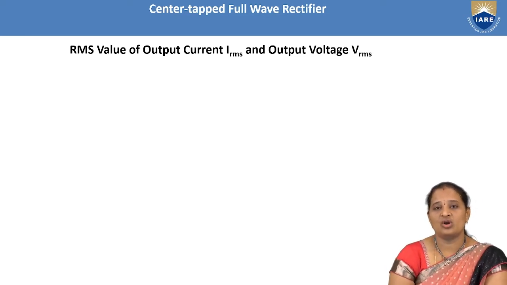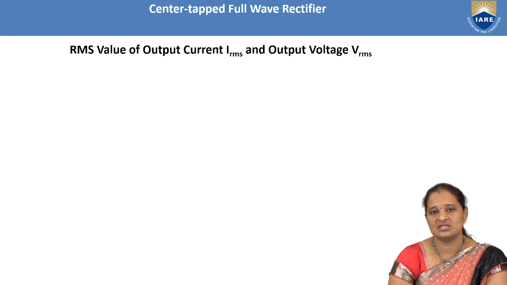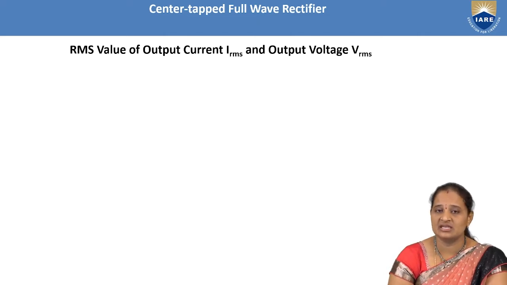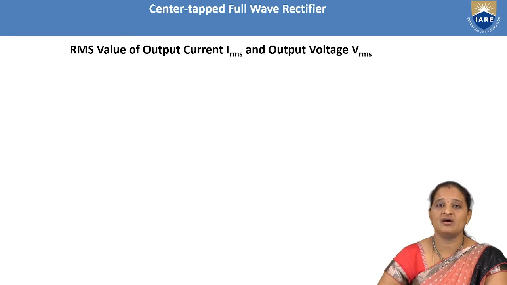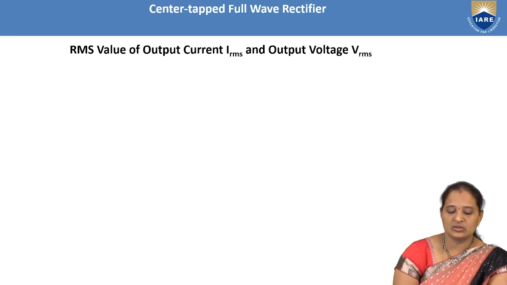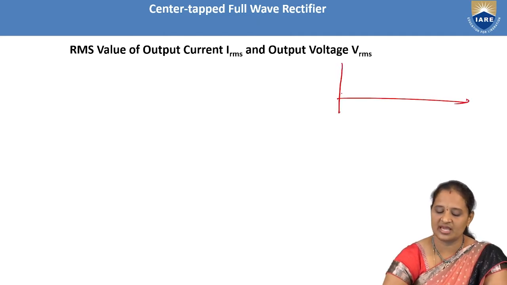Now, as we all know, the output of a rectifier contains AC components plus DC components. So IDC and VDC represent the DC component present in the output of the rectifier. Now we are going to find out the AC components present in the output of the rectifier, which can be calculated by the RMS value, that is the root mean square value. So we know the formula of the root mean square value. Again, we are finding the root mean square value for the same waveform.